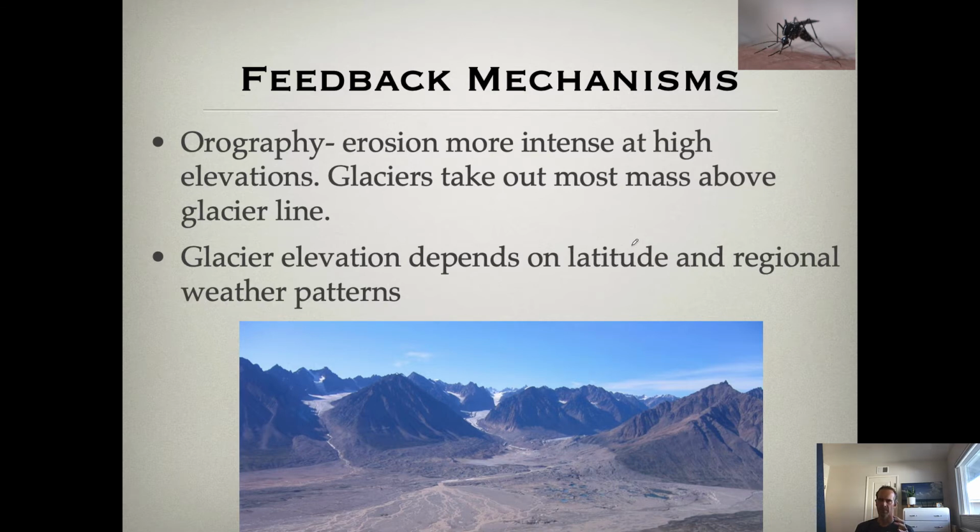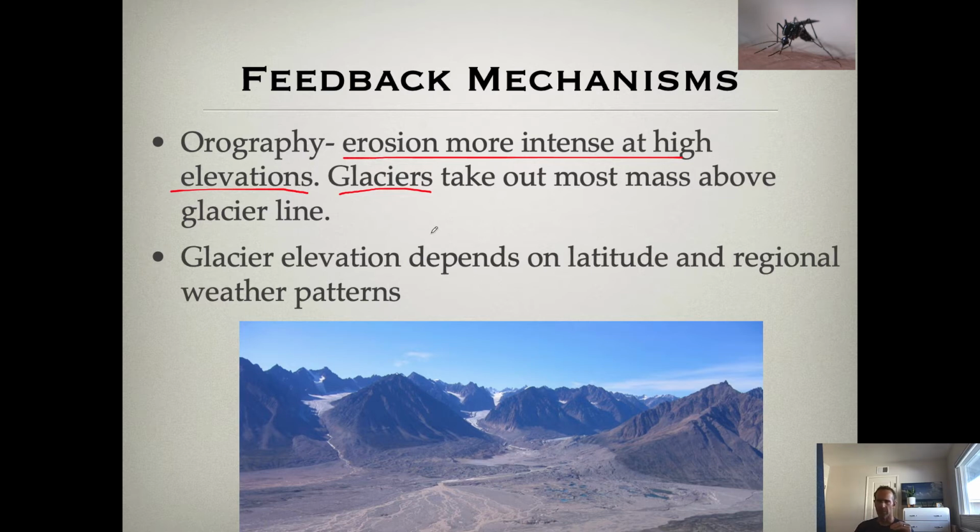And there's an interesting feedback mechanism where the higher your topography gets, the more intense erosion is. And so erosion becomes more intense at high elevations. And this is typically the result of glaciers. So at a certain elevation, you're going to start to form permanent ice, and then you're going to form glaciers, and these glaciers are extremely erosive. They can erode at a much faster rate than rivers or just dry erosion.